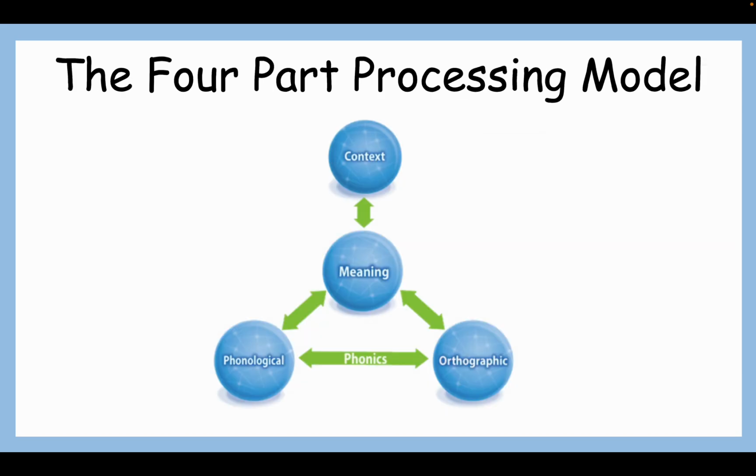The four-part processing model explains how we acquire language. So meaning is here at the center. That's the whole purpose of language and reading, is to understand what we're trying to communicate. Then on the left we have phonological. Phonological has to do with sounds. Then on the other side we have orthographic. Orthographic has to do with things that are written down. And everything is based on context.